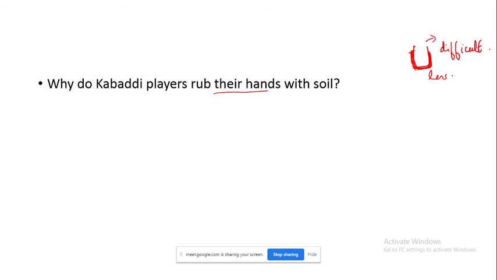Your hands, like with sweat and all, if your hands are sweaty, what happens? It's just like our glass having some oil. So it's very difficult for you to grip or hold the other person. So we apply some soil so that friction is increased, so that you get the grip. Okay. So the answer is correct for Sriraj.